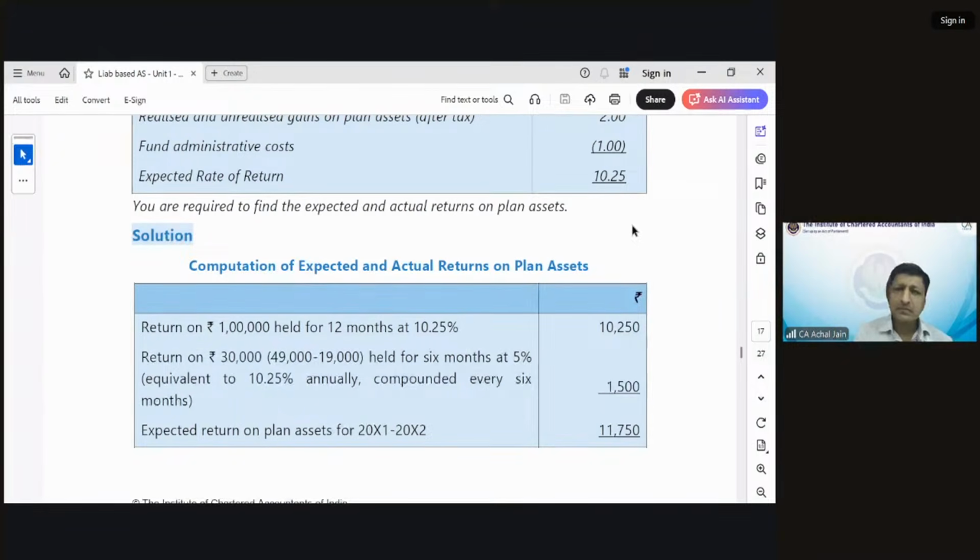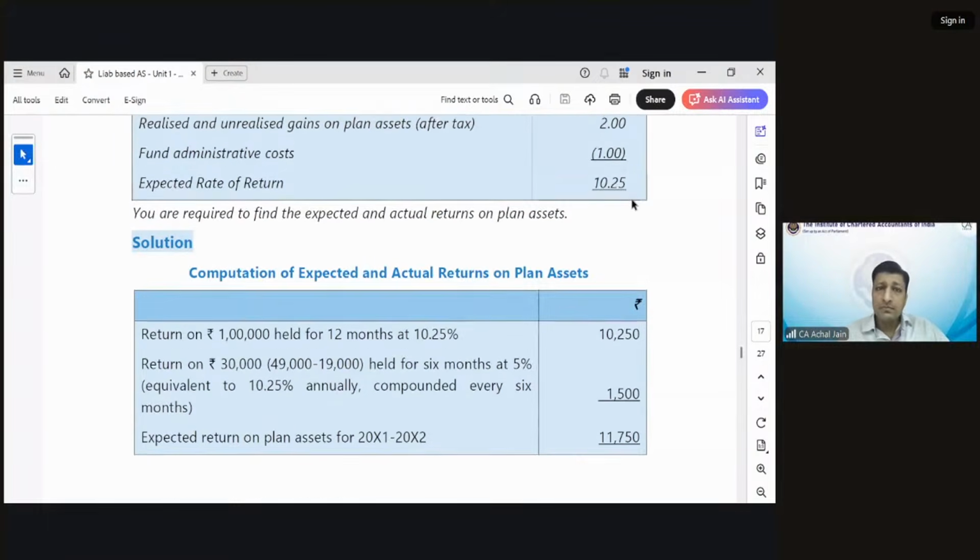So for the purposes of calculation, it has been taken at 5% because it's half year. You can also do the exact calculation, which is absolutely okay. So what do you get? 1,500. So all in all, expected return on this plan asset for the year should be 11,750. Now please remember, this is the expected return. This is not the actual return. We'll have to find out what is the actual return.